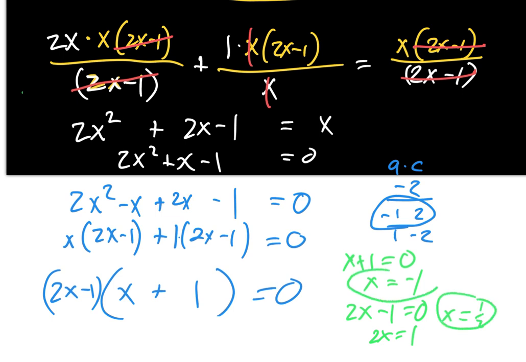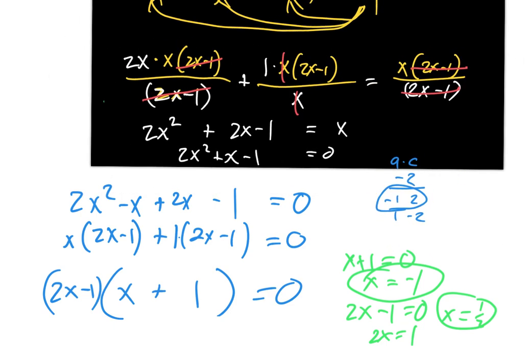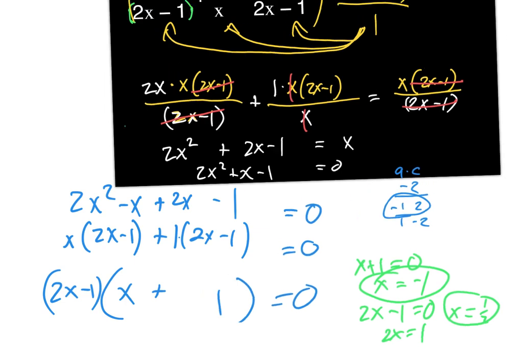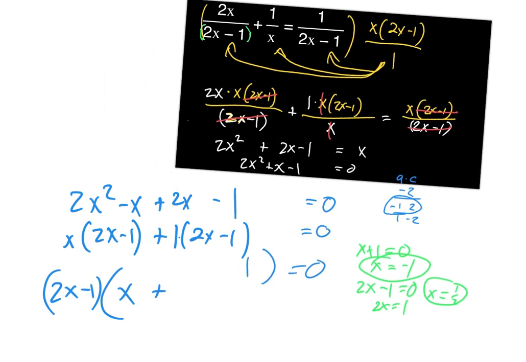So I've got two numbers that are solutions, but then I need to go back to my original equation and say, what happens if x is -1? -1, -1, -1. So none of the denominators are 0, which is a good thing. So this is a solution. What about 1/2? 2 times 1/2 is 1. 1 minus 1 is 0.